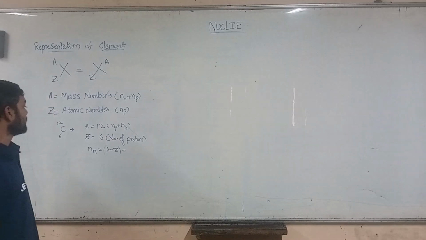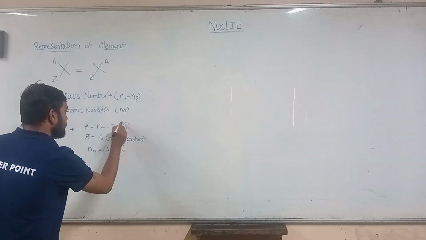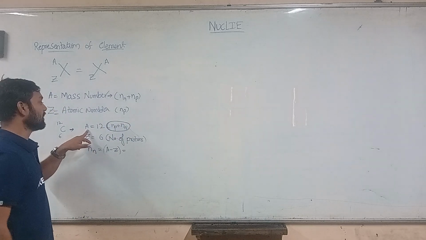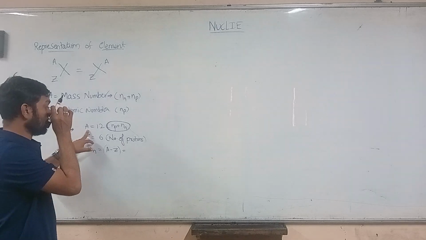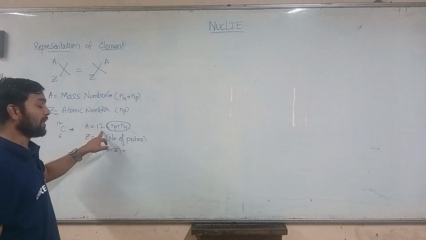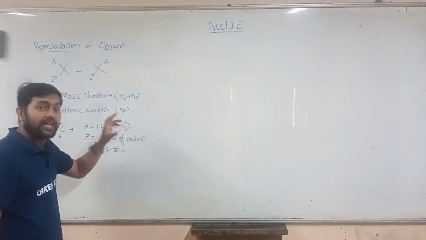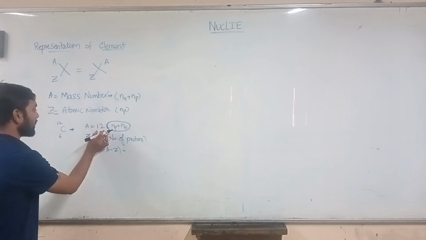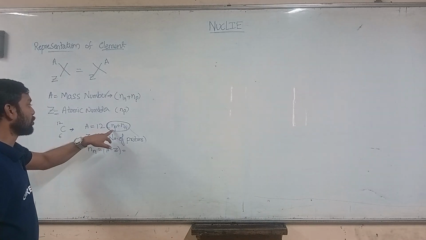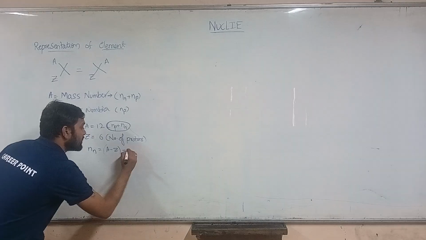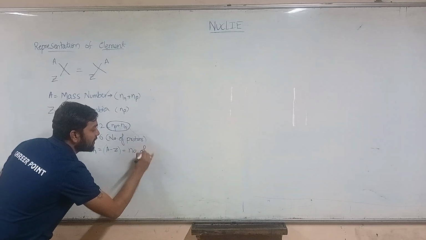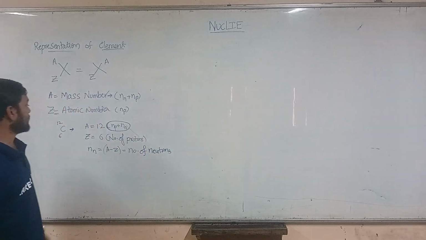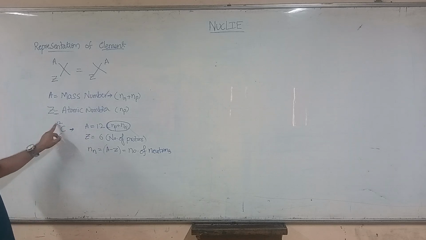Okay, right. Next, you'll see the mass number is 12. That means we take the number of protons and the number of neutrons in an element together. So here 12 is the number of protons plus the number of neutrons. Right. So here you see carbon-12 with atomic number 6.